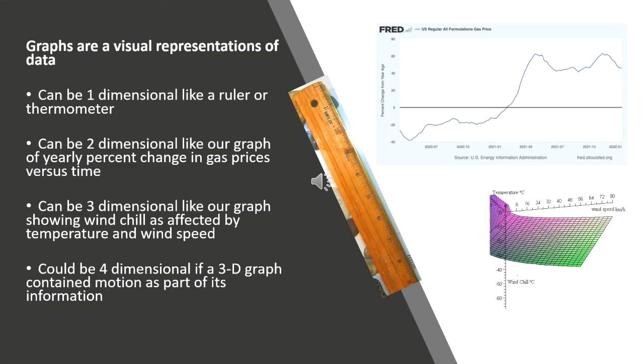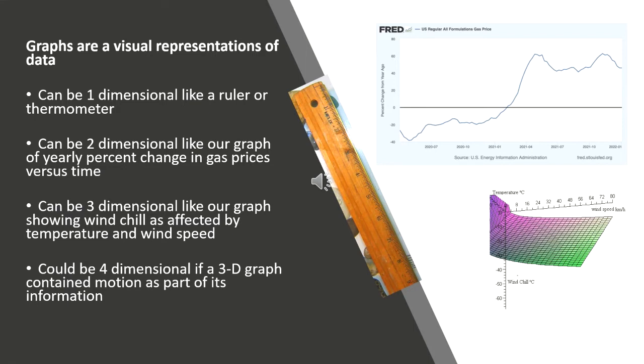Graphs are visual representations of data, and they can be one-dimensional. A ruler or a thermometer are examples of a one-dimensional graph. They can be two-dimensional. We have an example here showing one direction or dimension is time, and the other dimension is the percent change in the price of gasoline from the year before, thus creating a two-dimensional graph.